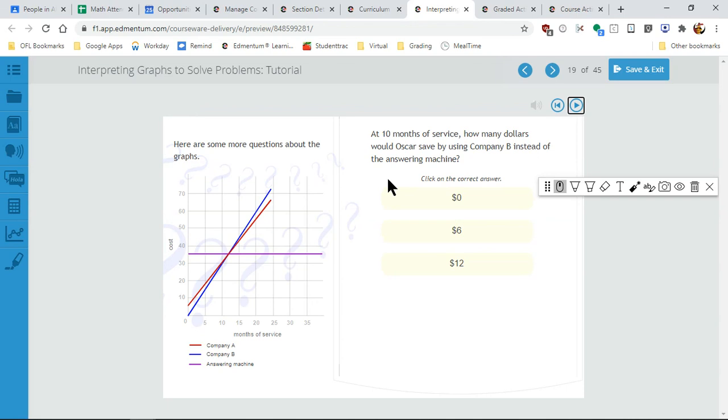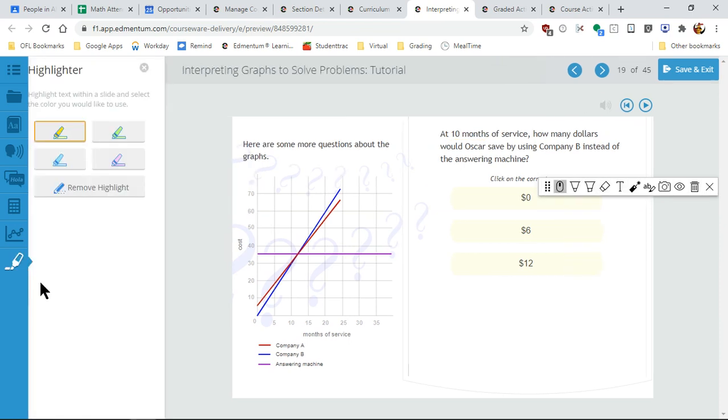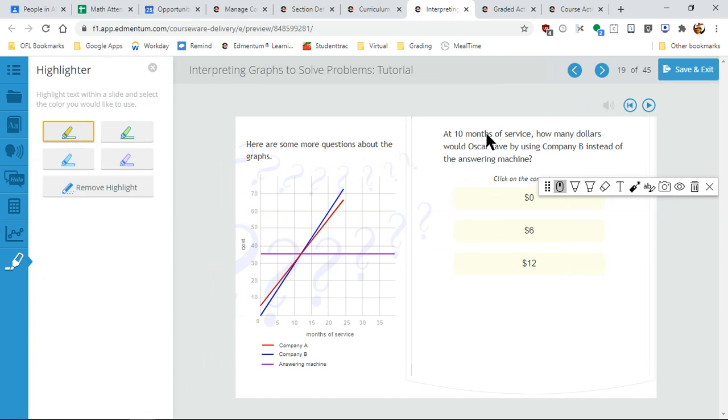Now it's saying at 10 months, how many dollars? Okay, so at 10 months, we're going to highlight this. I think you guys have highlighter tools here. I have this cool little pen that lets me write on it. But if you want to highlight stuff, you can always grab a highlighter. So I want to highlight this 10 months. I'm going to grab this highlighter and highlight it. I don't know why it's not letting me highlight.